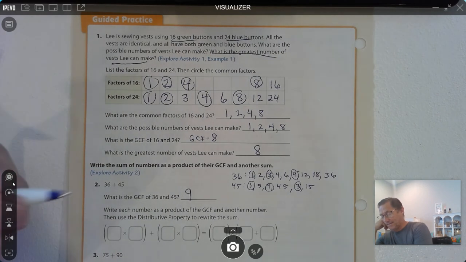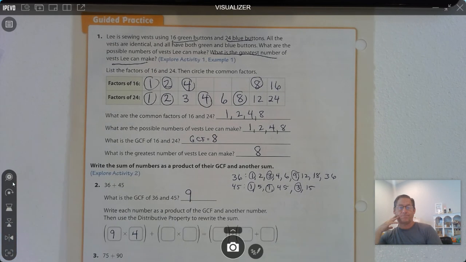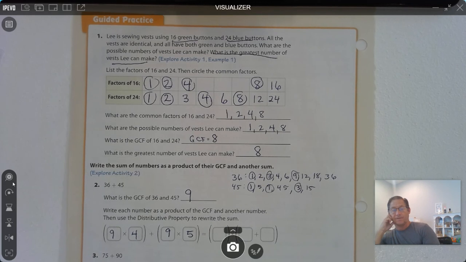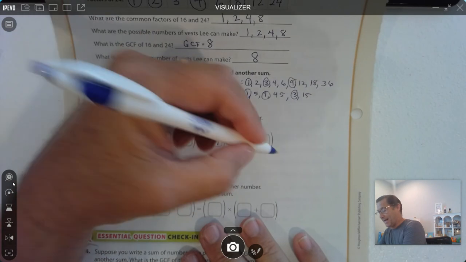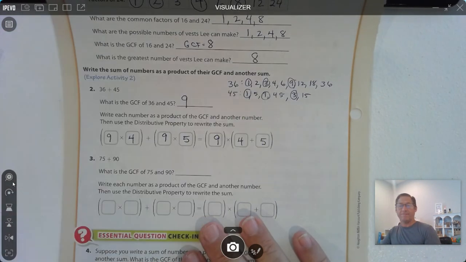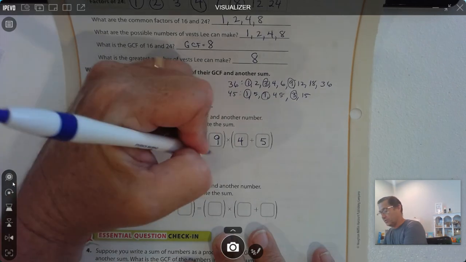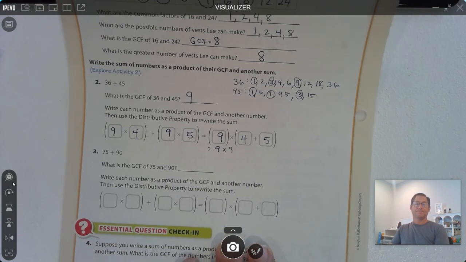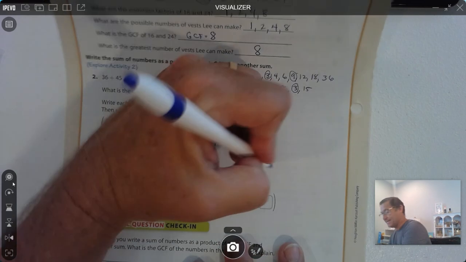So now how can we rewrite this? So 36 would be 9 times 4. 45, using the greatest common factor, would be 9 times 5. So now rewrite that using the distributive property. We'd have 9 times the sum of 4 and 5, which is also the same as saying 9 times 9. All right, what's the greatest common factor of 75 and 90?